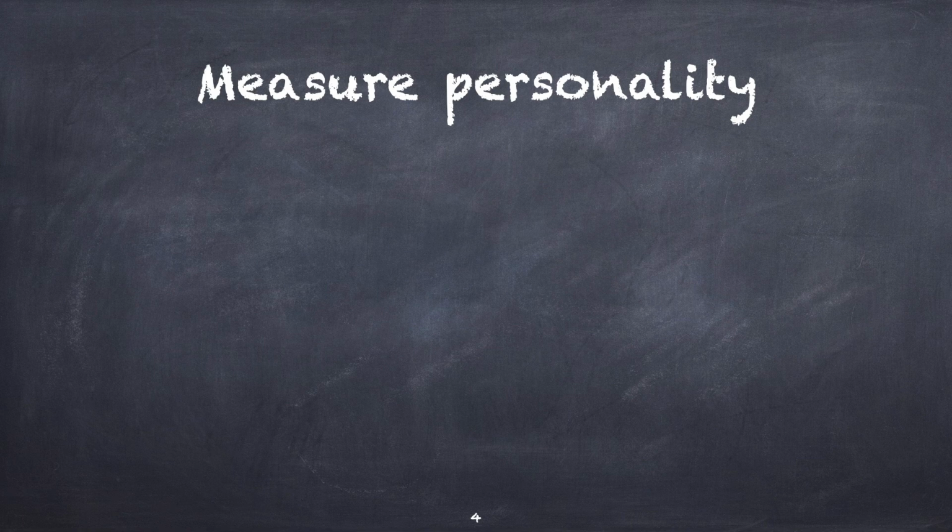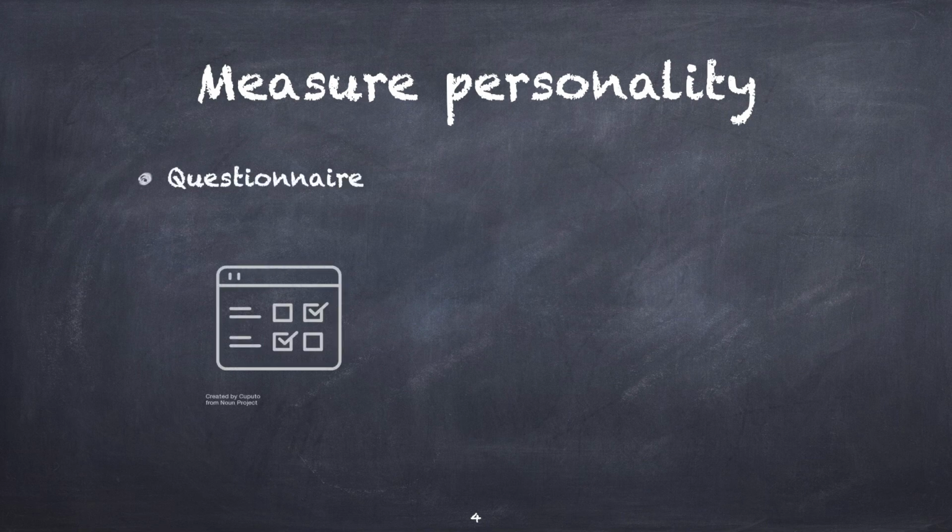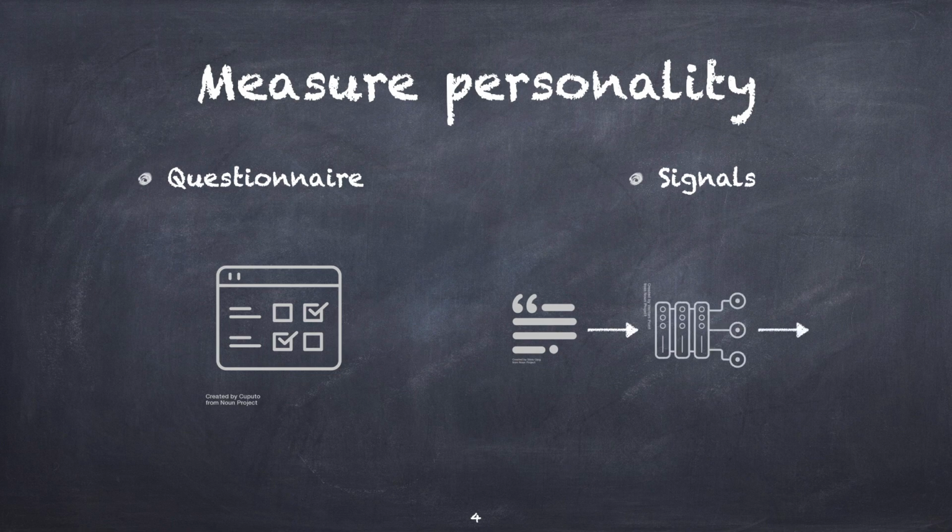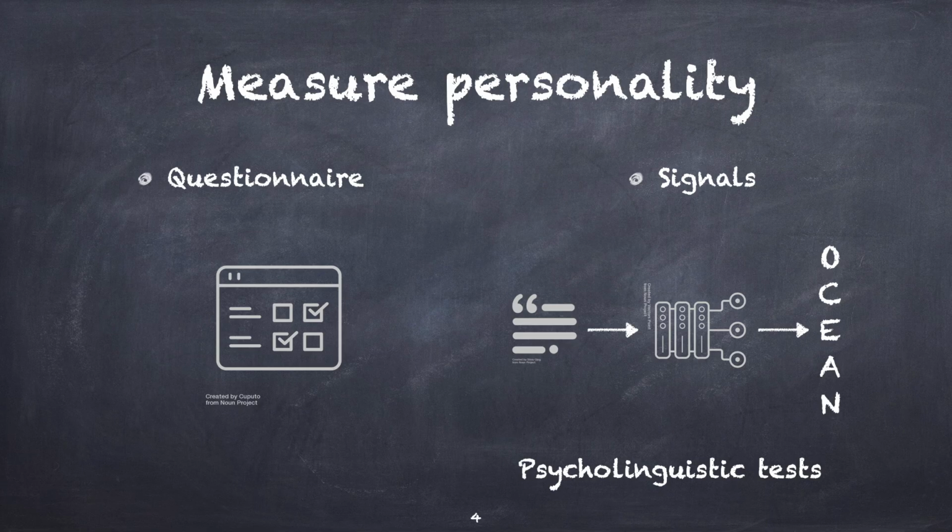Now that we know what personality is, how is it measured? There are two widely known methods. The first is a questionnaire, in which people answer a series of questions, responses to which indicate personality. This is what we know as the gold standard to measure personality. The other method uses signals, for example, using the text written by a person as a means to infer personality. Such tests are also referred to as psycholinguistic tests or text-based personality tests.